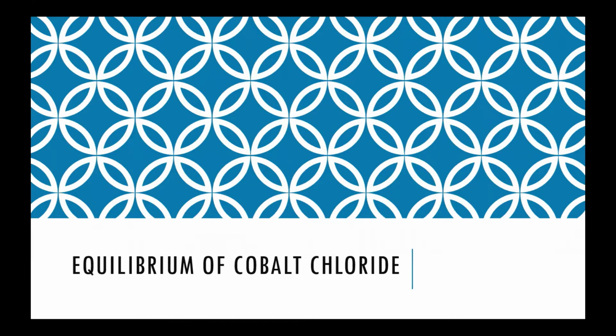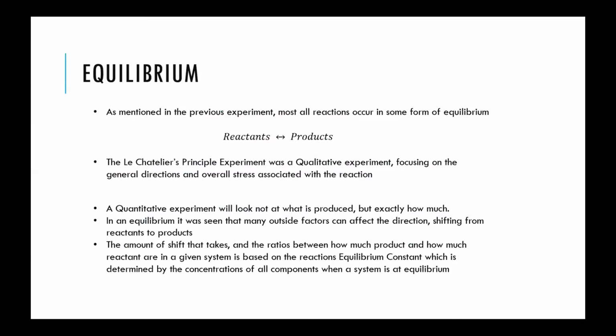This experiment focuses on looking at the concept of equilibrium, and specifically the equilibrium of cobalt chloride. So previously, looking at the Le Chatelier's principle experiment, that was a qualitative experiment. You were looking at which direction the equilibrium is going to, either products or reactants. This experiment is a quantitative experiment. You're looking at how much of the reaction is going towards the products versus the reactants.